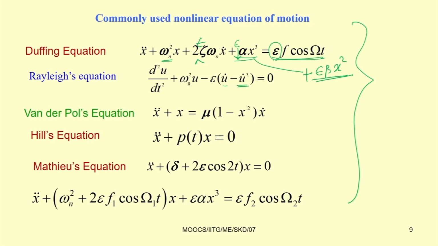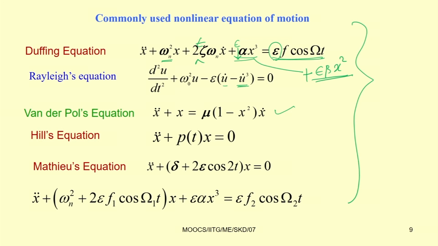So in the damping equation also, we can modify the equation by adding a cubic nonlinearity. This van der Pol equation is a special case of the Rayleigh equation. That can be written in this form, that is x double dot plus x equal to mu into (1 minus x square) into x dot.